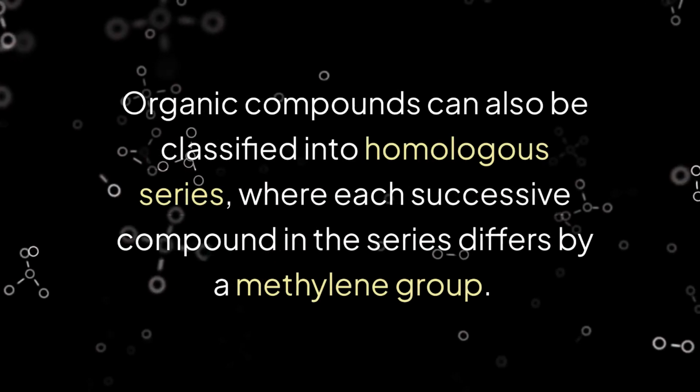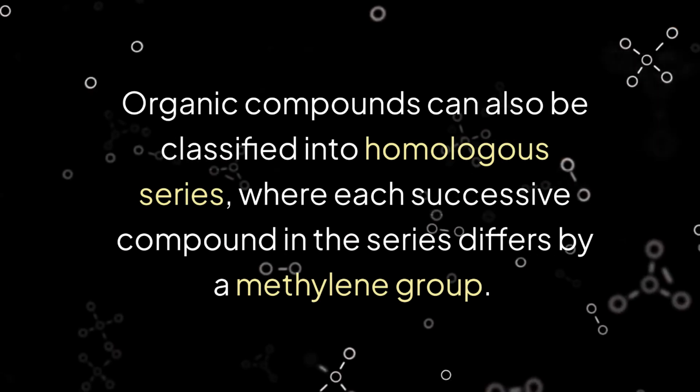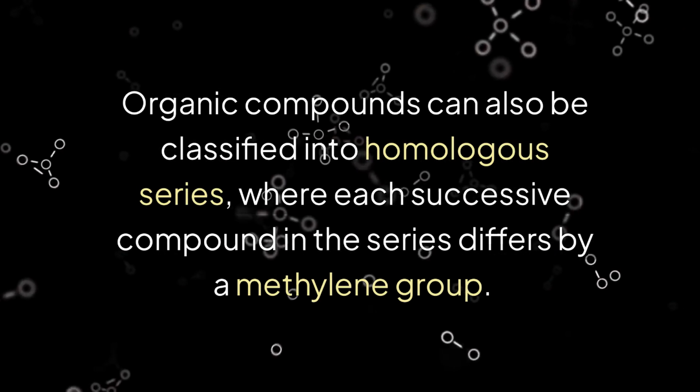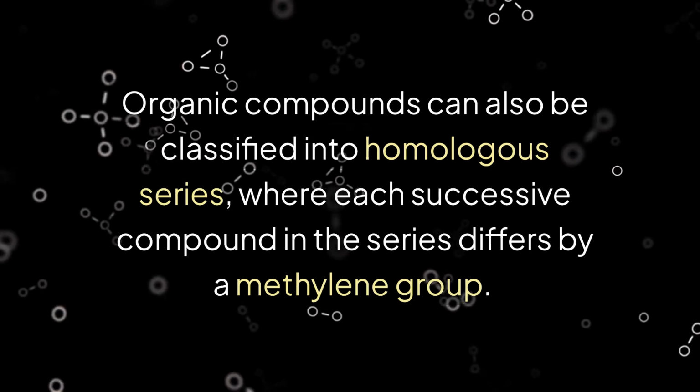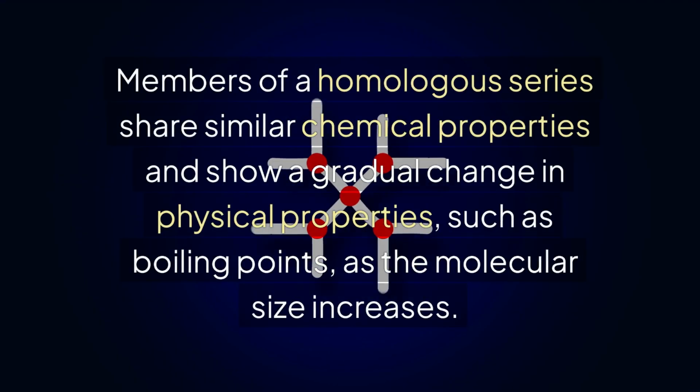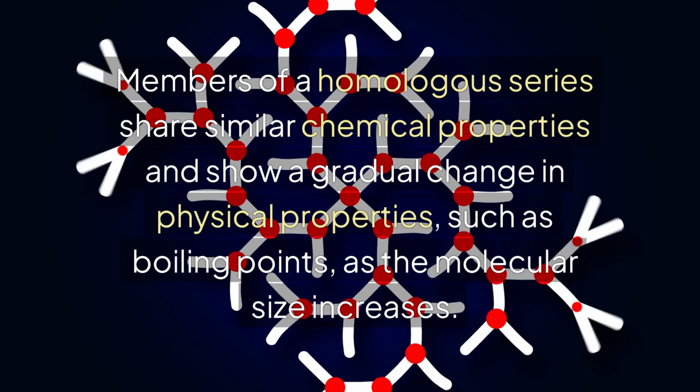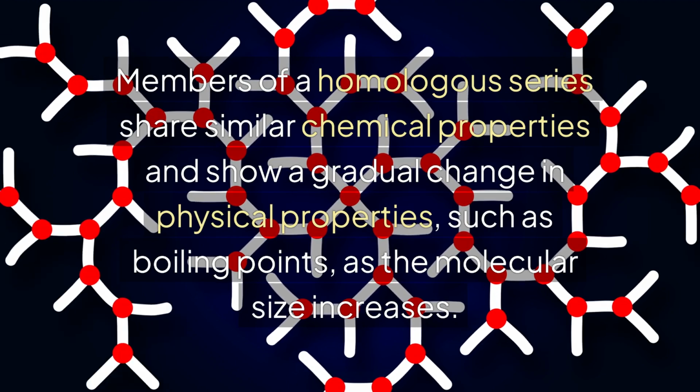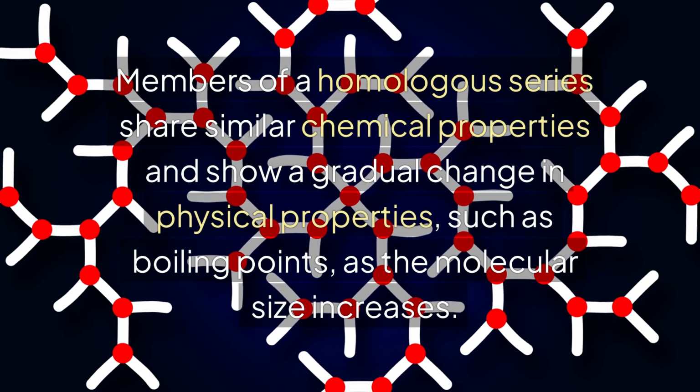Organic compounds can also be classified into homologous series, where each successive compound in the series differs by a methylene group. Members of a homologous series share similar chemical properties and show a gradual change in physical properties, such as boiling points, as the molecular size increases.